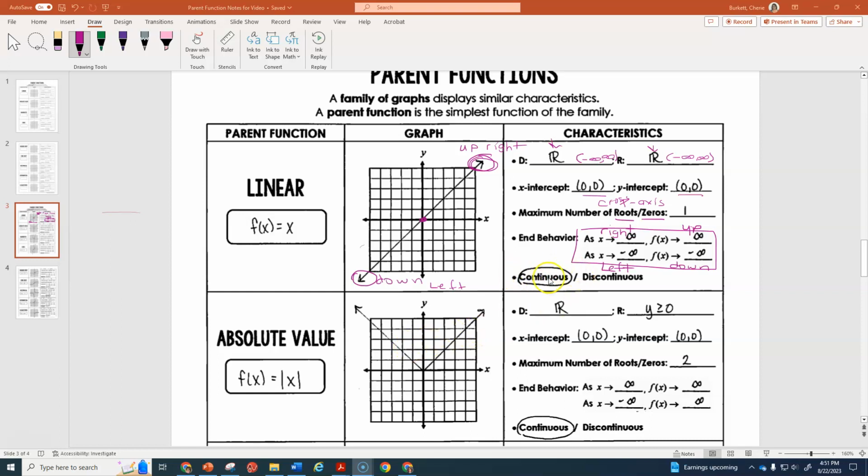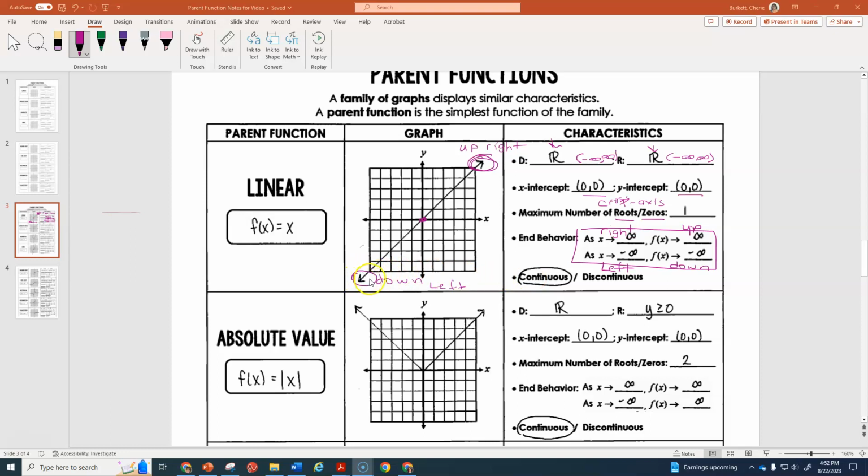The last part about a linear function is that it is considered continuous. I think we talked about this with domain and range, continuous versus discontinuous. Remember, continuous does not mean goes on forever. That's the number one misconception that students think. Continuous means there are no gaps or breaks. Again, continuous, no gaps or breaks.